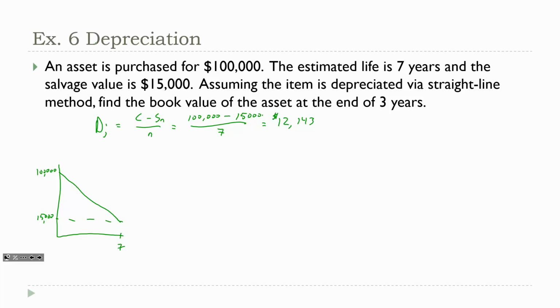So the book value, B sub V in year 3, is going to be equal to our initial cost minus 3 years worth of depreciation. Since this is a straight line, we can just take 3 times the 12,143, and that will give us the book value at the end of year 3. 63,571.